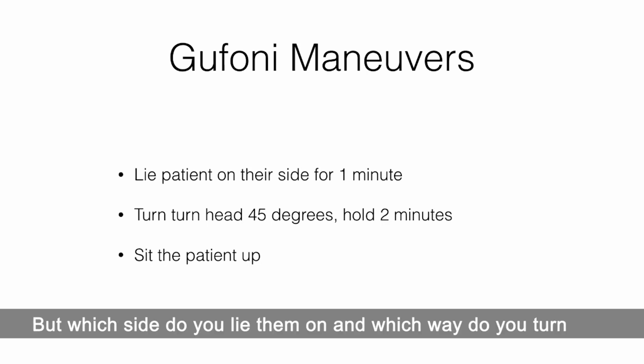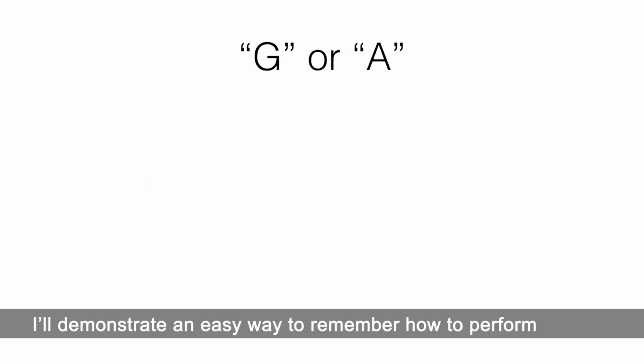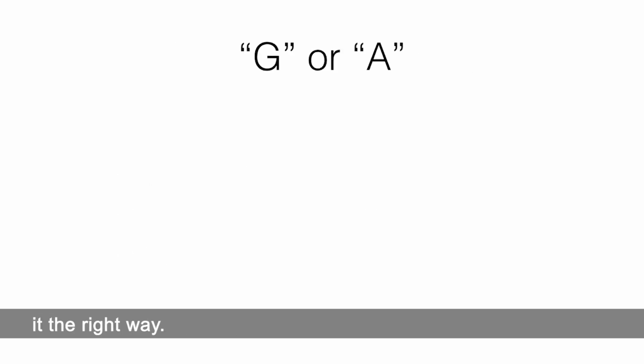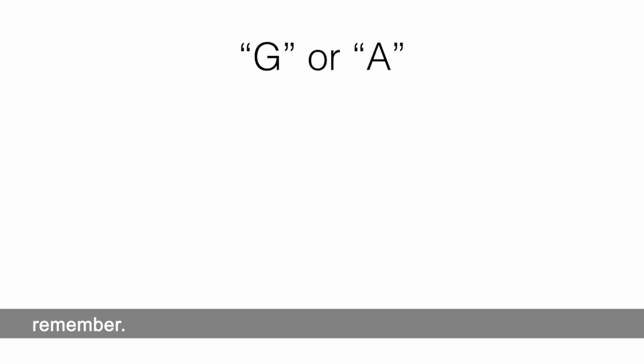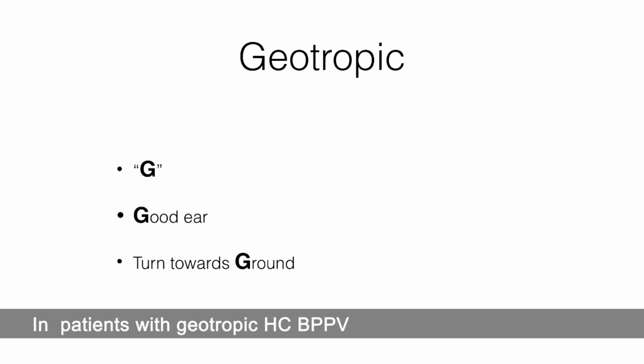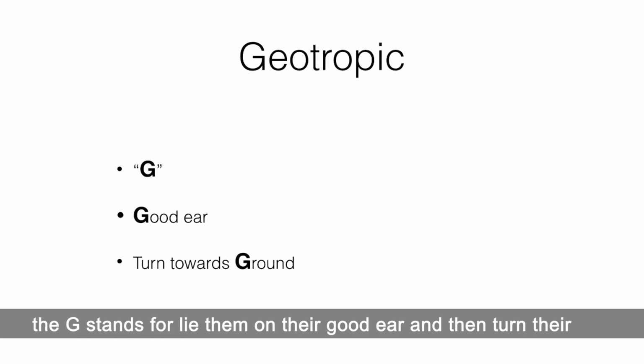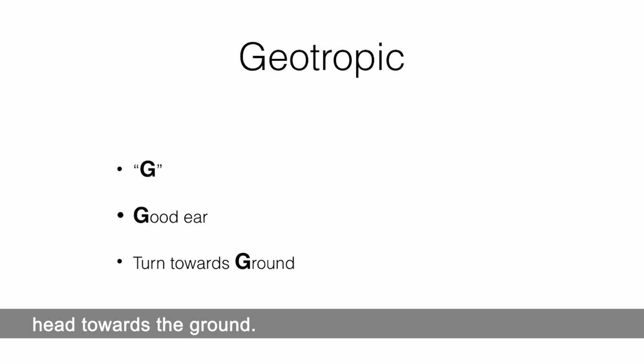But which side do you lie them on? And which way do you turn their head? I'll demonstrate an easy way to remember how to perform it the right way. The A and G in geotropic and apogeotropic will help you remember. In patients with geotropic horizontal canal BPPV, the G stands for lie them on their good ear and then turn their head towards the ground.